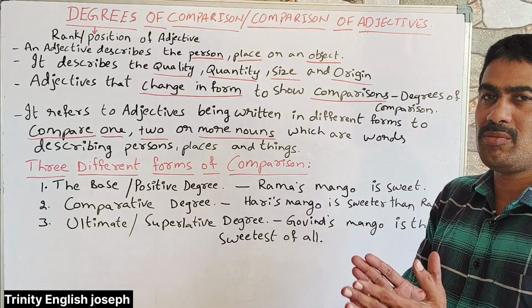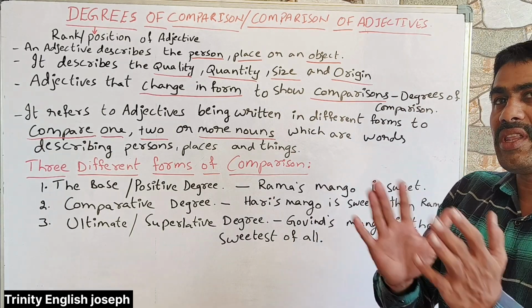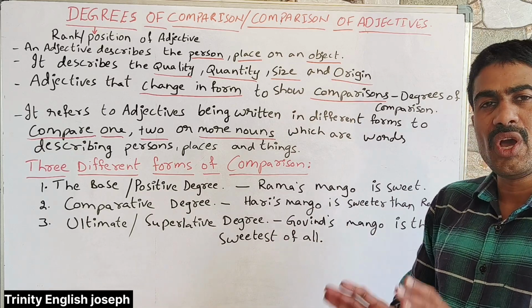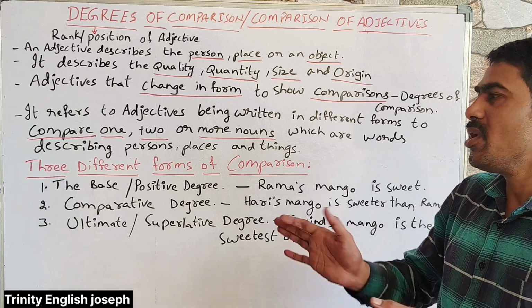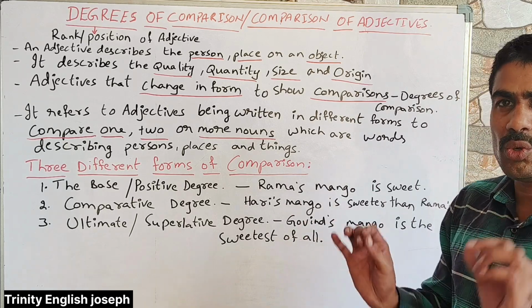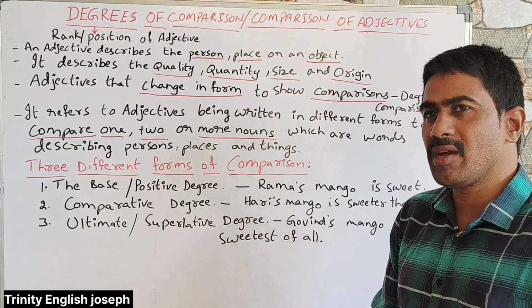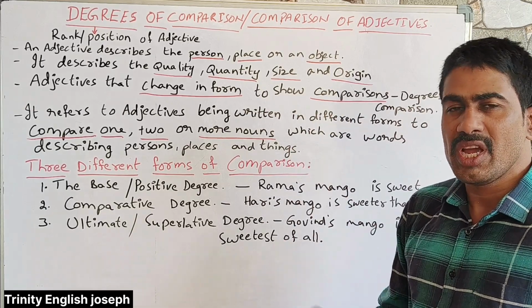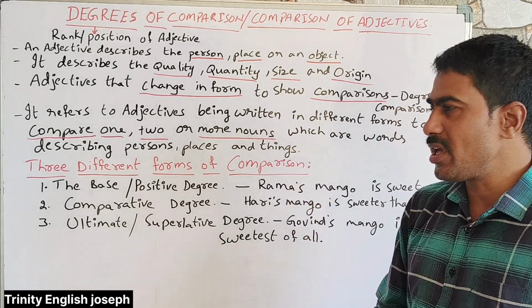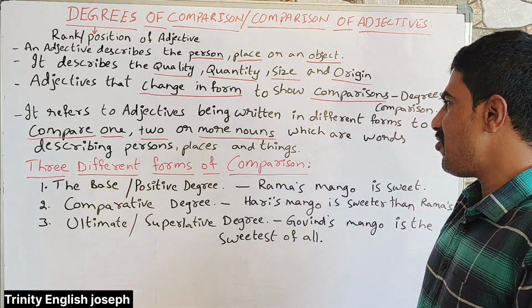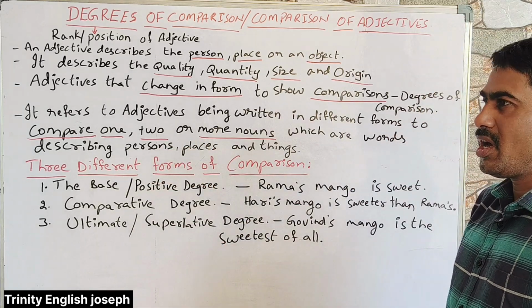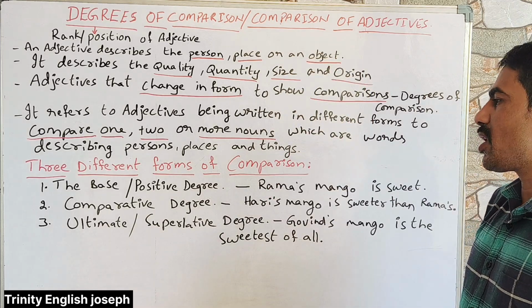Most of the time people are mistaken that it is a comparison between adjectives. No, it is the comparison of nouns by adjectives by changing their forms. People who write exams or want to understand this topic should remember this aspect. There are three different forms, or three different degrees of comparison.